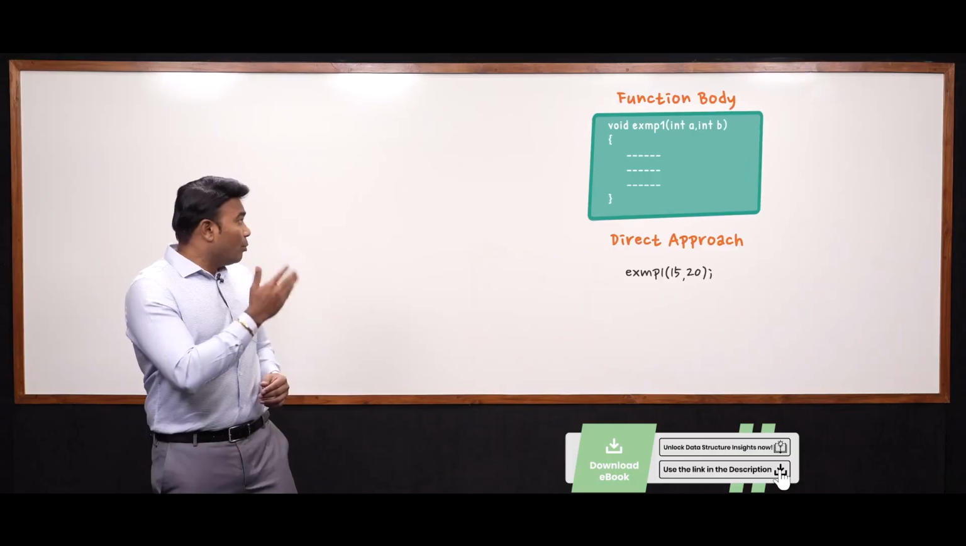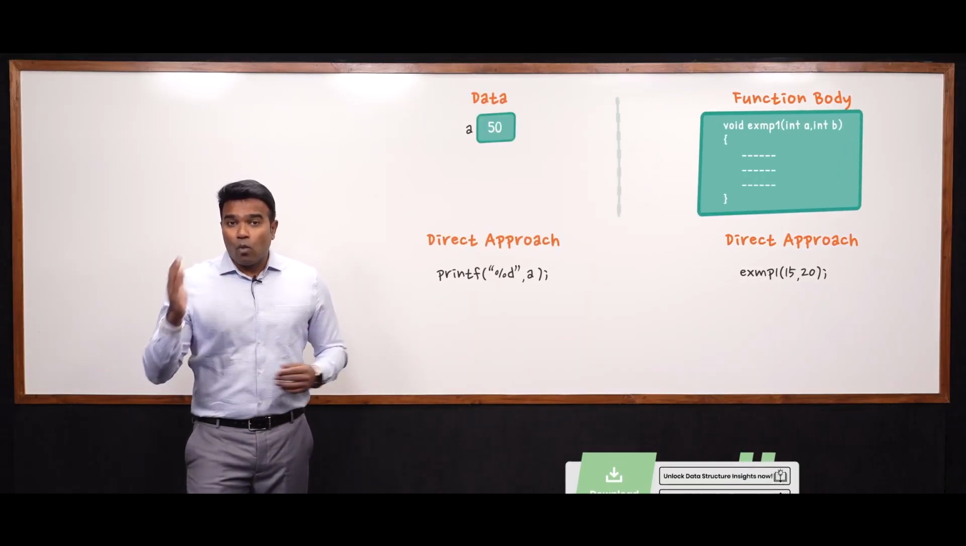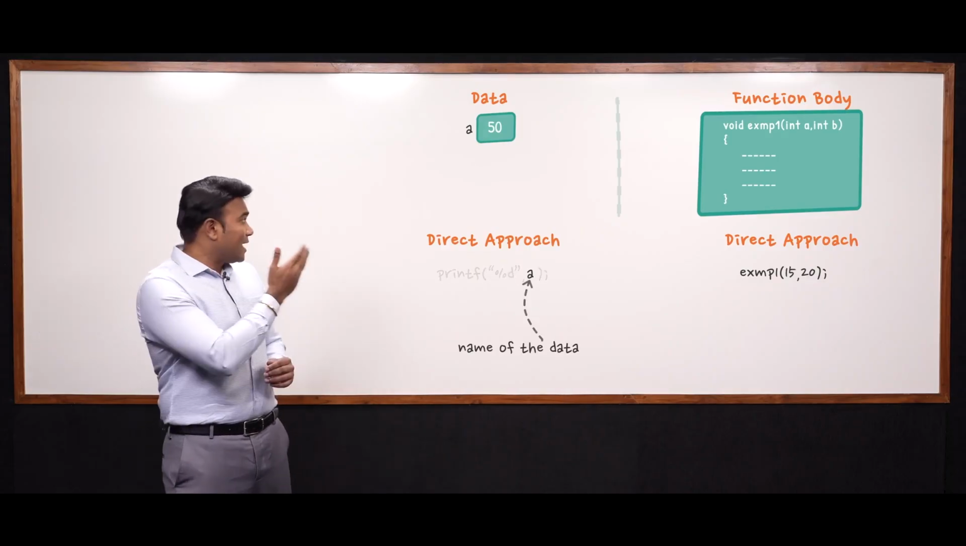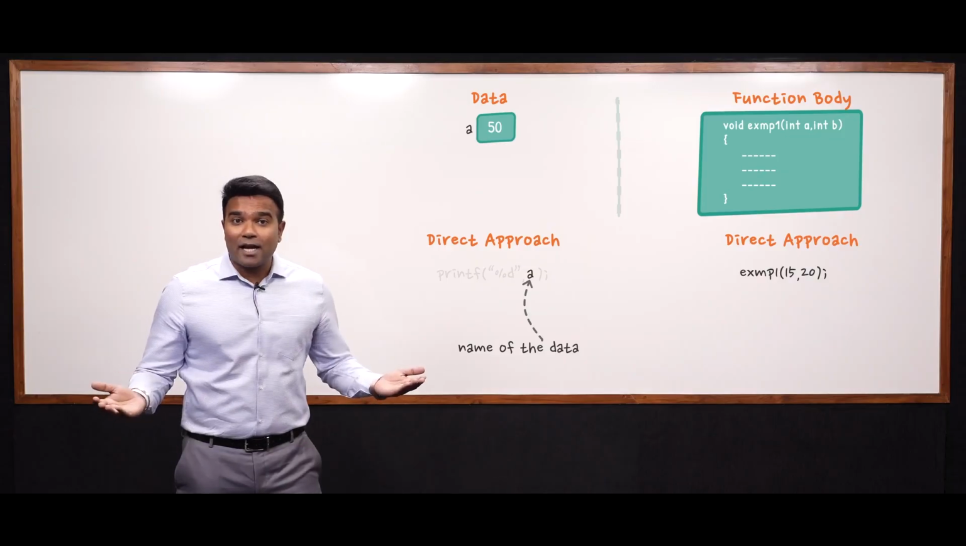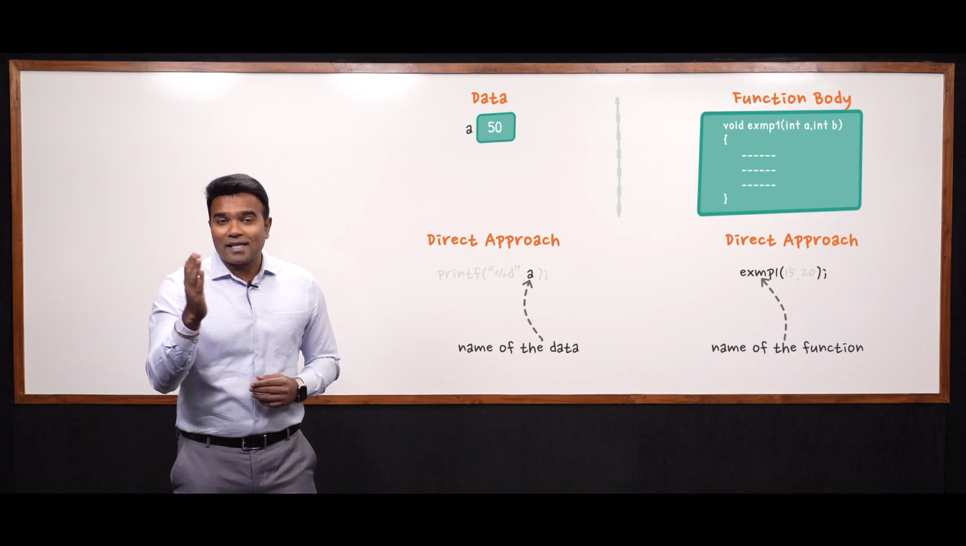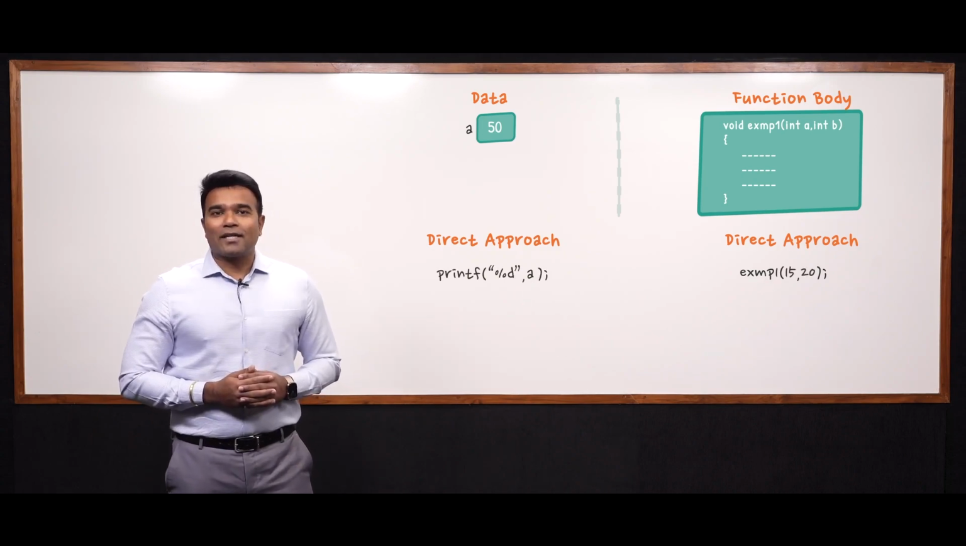Anyway, look at both the direct approaches. In both of these approaches, what we have done is that we have mentioned the name. In this case, we have mentioned the name of the data. In that case, we have mentioned the name of the function. And this approach of accessing the memory is what we call the direct approach.